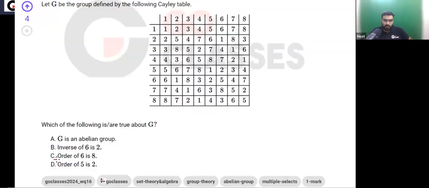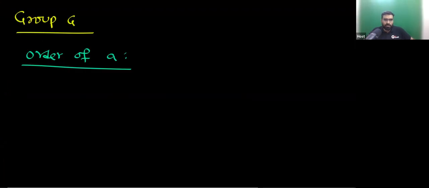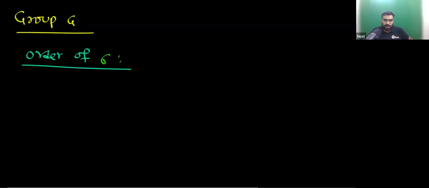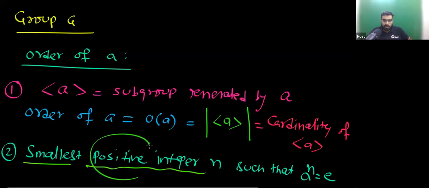So let's see what the order of 6 is here. If I want to find the order of 6, from where will I start? I start from 6 power 1. Because remember one thing, please understand, smallest positive integer.